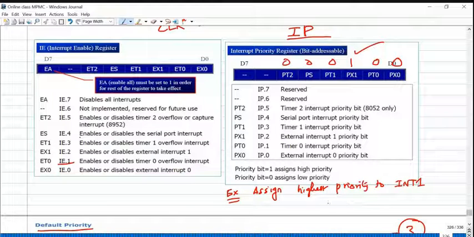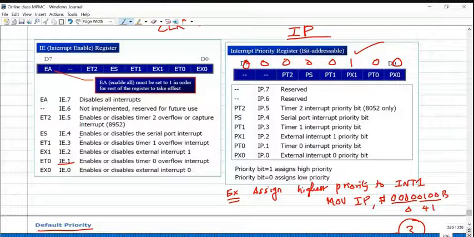So how to write? MOV IP, #00000100B. This is 0, then 1, 2, 3, 4, 5, and then 1, 0, 0 in binary. You may convert it into hexadecimal: 04H. This way we can assign highest priority for INT1.